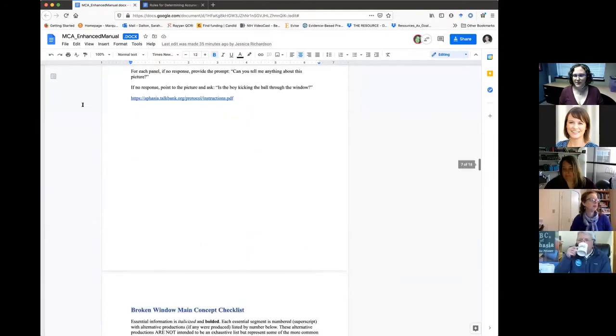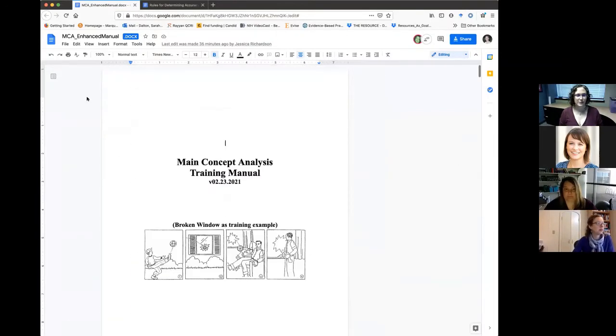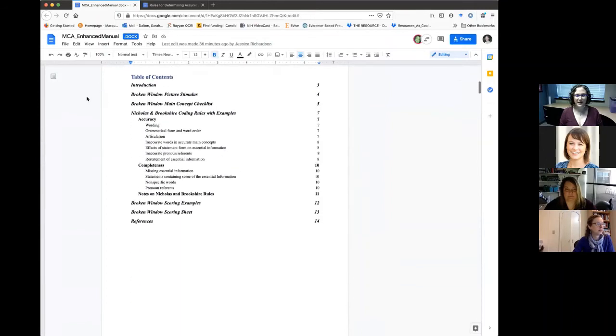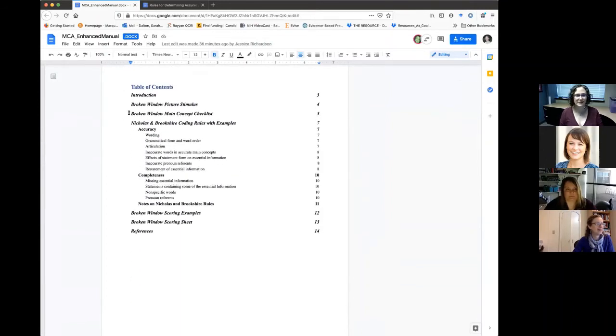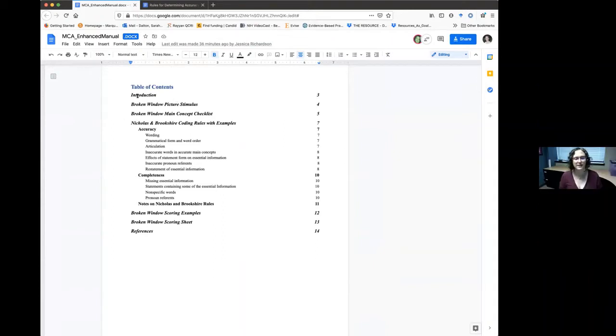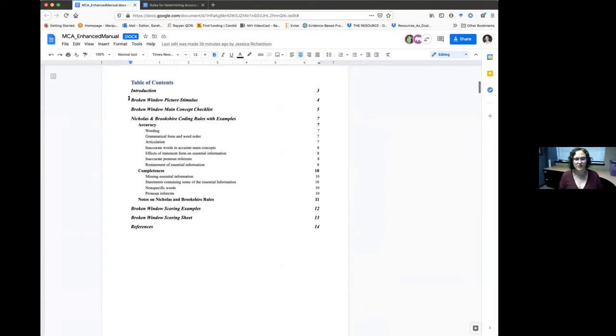So I'll start up at the top, just really briefly show you. We have our lovely table of contents. These links are all active, so you can navigate directly to the place that you want to be in the manual. We just included the broken window picture stimulus. We have the main concept checklist, and then these Nicholas and Brookshire coding rules with our examples that we've built out. So we'll start at the checklist.